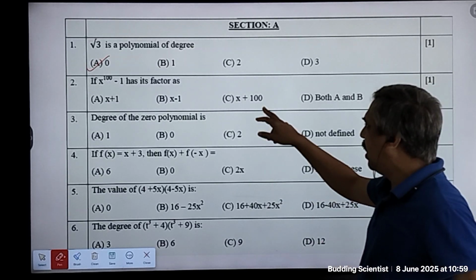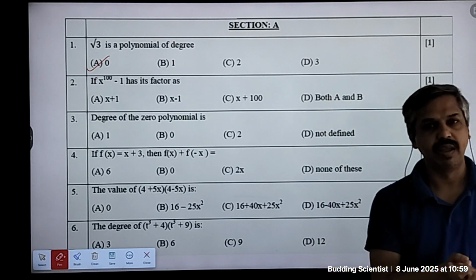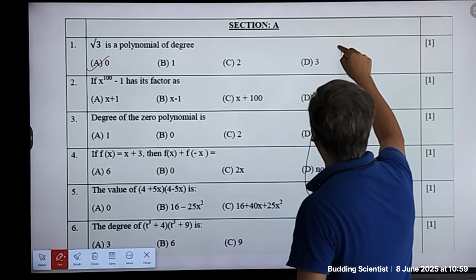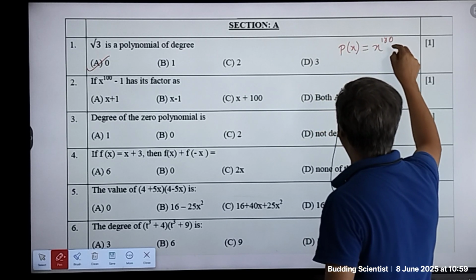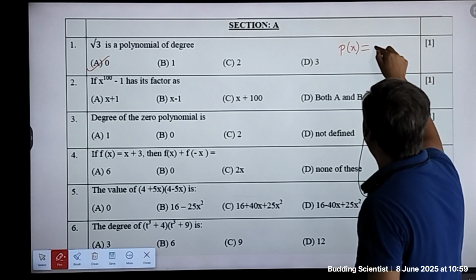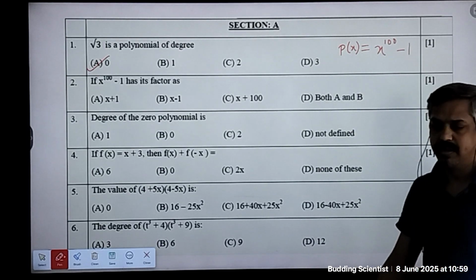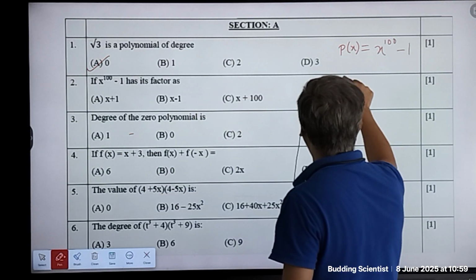X raised to 100 minus 1 has its factors as. Now we don't have to guess looking at the options. We can use our factor theorem. We can guess as well, but we can use the factor theorem. So we have p of x is equal to x raised to 100 minus 1. Supposedly I try out this factor, so I have to put p of minus 1.